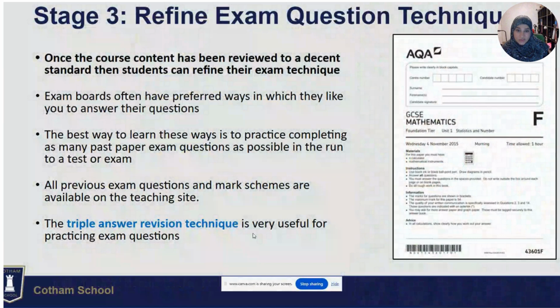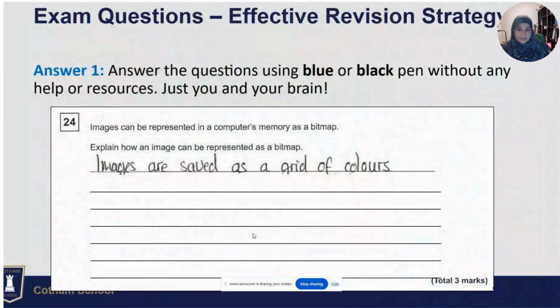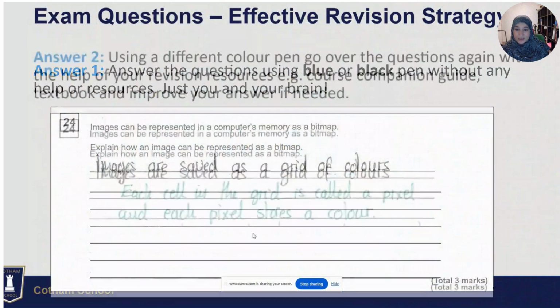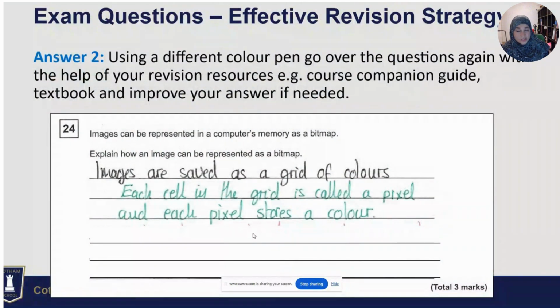So what your child should do is, no need to go for a whole paper straight away. Once you've revised some of the content, go and find an exam question related to that content. And then the first thing they should do is try to answer the question in blue or black pen without any help or resources, just using them and their brain. Then they should go back over the question again, and this time look at their revision resources and see if there's anything in their revision that they could add to improve their answer. And they should do this in a green pen.